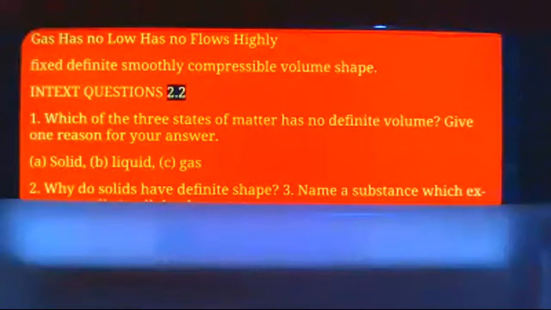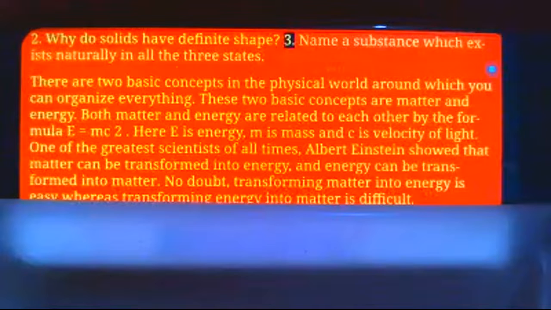INTEXT questions 2.2. 1. Which of the three states of matter has no definite volume? Give one reason for your answer. A. Solid. B. Liquid. C. Gas. 2. Why do solids have definite shape? 3. Name a substance which exists naturally in all the three states.